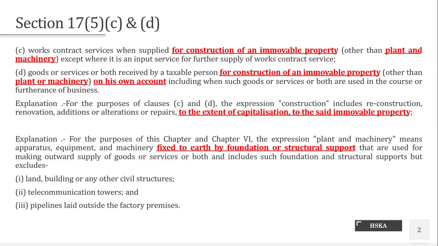Now, here I have highlighted certain aspects of 17.5C and D which are very important for us to understand; if these are satisfied, then only 17.5 will come into place. One thing that is highlighted in this provision is that it should be for construction of an immovable property. Again, both C and D talk about an immovable property. As we all know, the term immovable property is not defined in the GST law. So let us understand the definition or meaning of an immovable property.